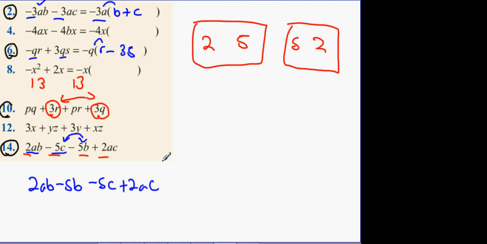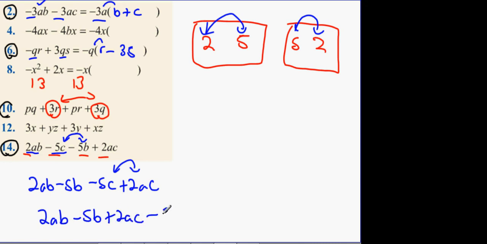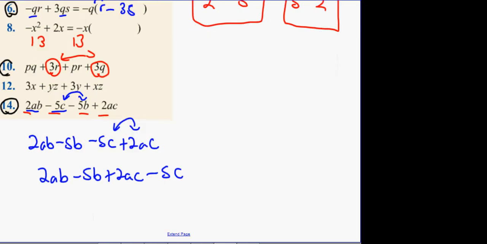Are you happy with that? Now what's still the problem? It's still 2, 5 and 5 followed by 2. So let's change this one around. Put the 2 in front of the 5. So we're going to get 2ab minus 5b plus 2ac minus 5c. Now let's see what happens. What did you have in common, Ushin? B. Take out b and what's left over?